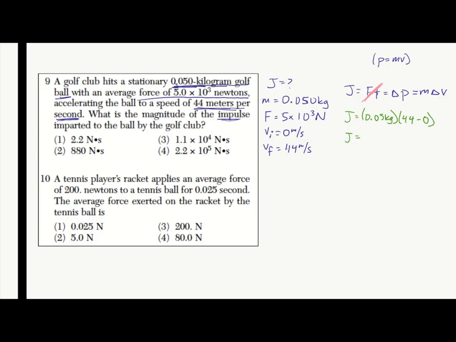Alright, next, number 10. A tennis player's racket applies an average force of 200 newtons to a tennis ball for 0.025 seconds. The average force exerted on the racket by the tennis ball is, let's hold a second. Let's take a look at our objects here. 200 newtons from a racket to a tennis ball. So let's do this here. I'm going to put square boxes for our objects because who cares what shape they are. So we have racket and tennis ball.